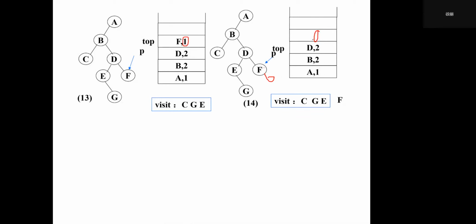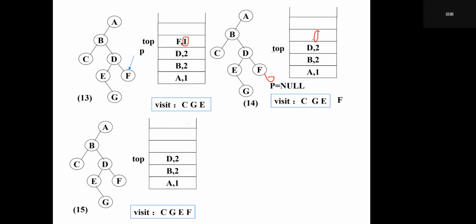And when we visit F, we will pop again. So we'll pop D2. We can visit D. Every time we visit a node, we will go right. Sorry, that's post order. Every time when we visit a node, that means we have finished visiting all the nodes in this binary tree. So we need to pop again. So we pop B2. We can visit B.